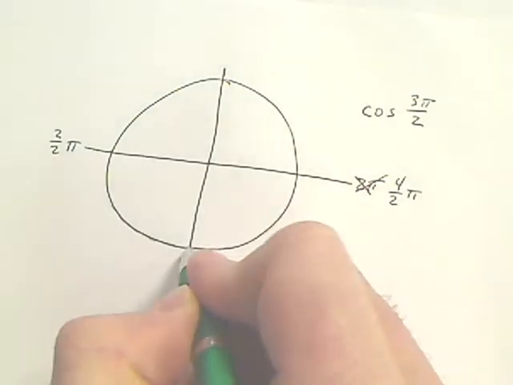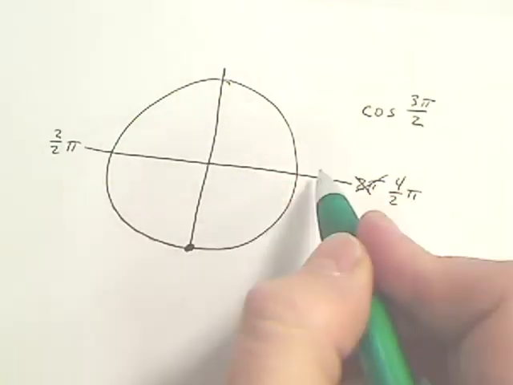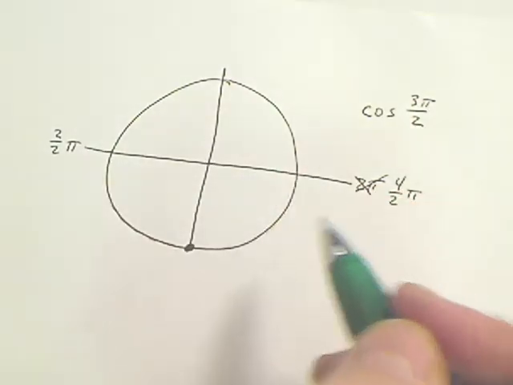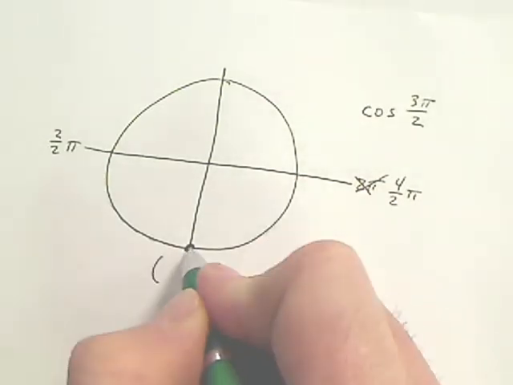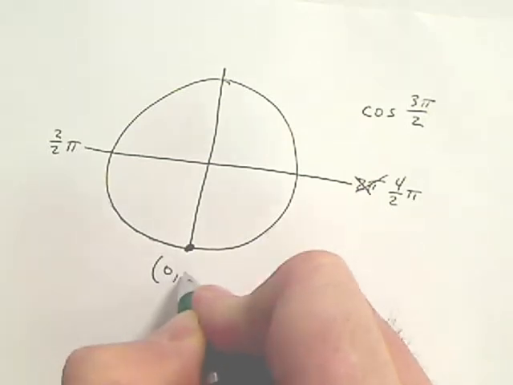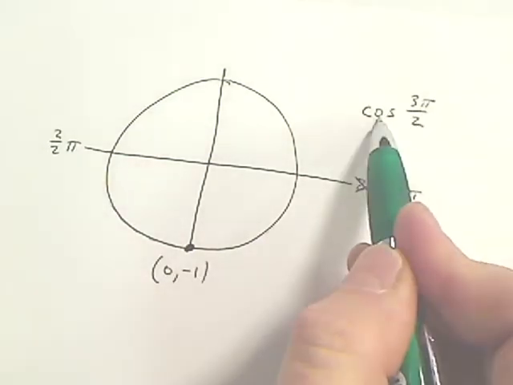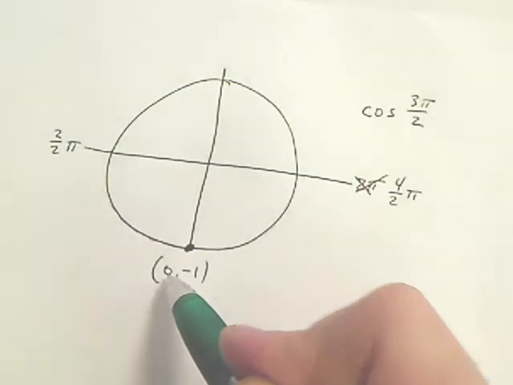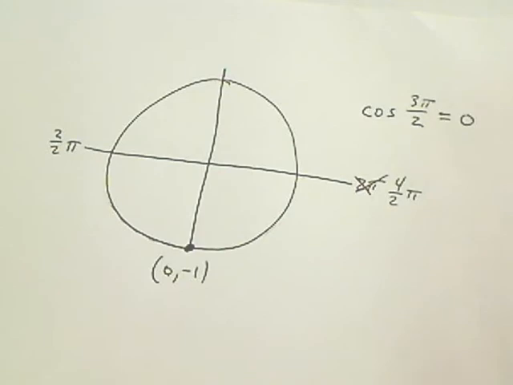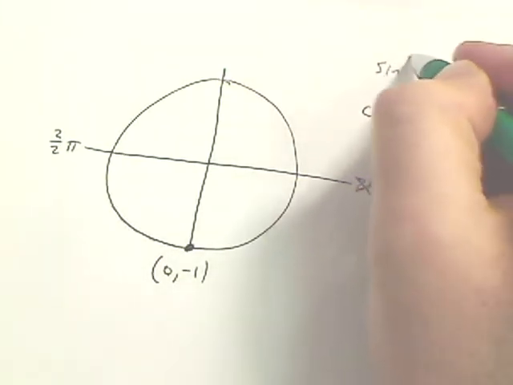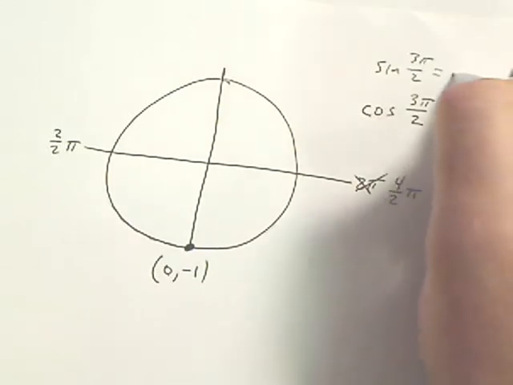And when you go straight down, or straight up, or straight left, or straight right, we don't need a triangle there, because that location's coordinate point is easily found. That coordinate point is 0, negative 1. And since cosine is the x value of that location, and the x value is 0, we're just going to put equals 0. If I had asked for sine, you would give me the y value of that location, which is negative 1.